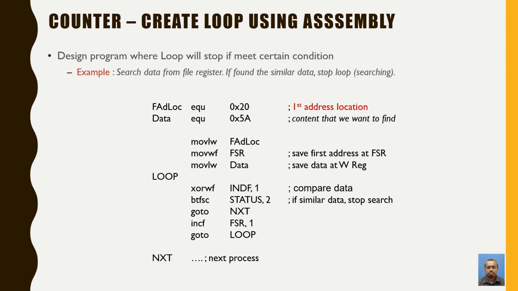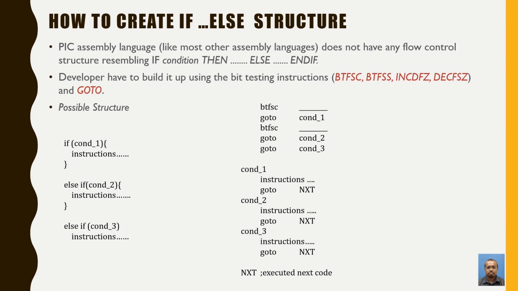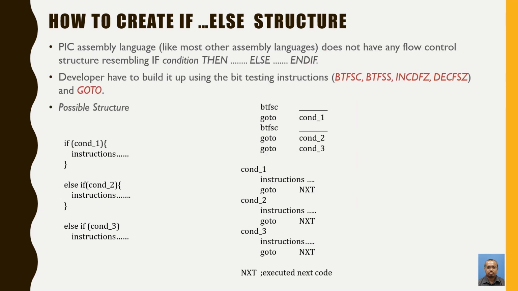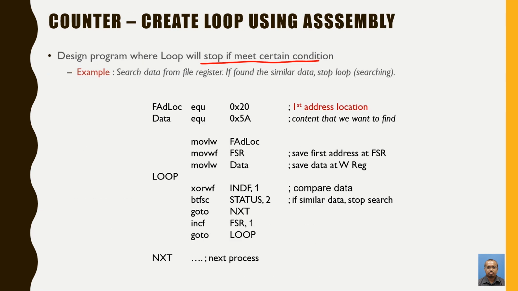And then another example where the loop will stop if it meets certain criteria. Okay, I'm not going to go through this for the time being, because after this we're going to go to the if-else structure.